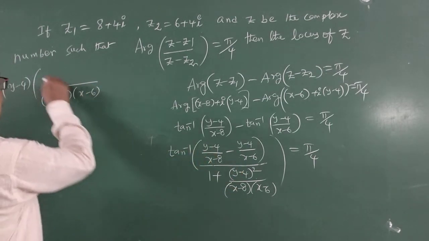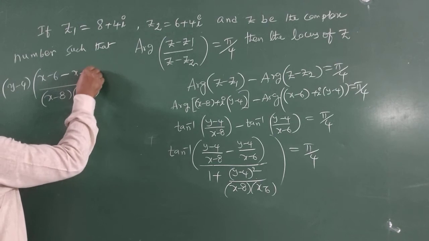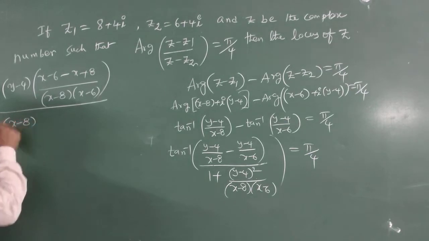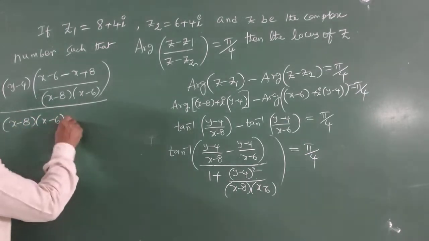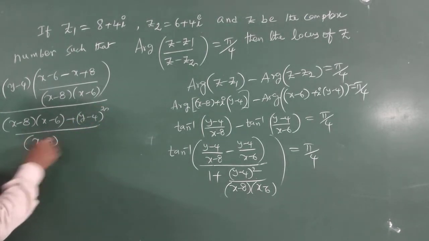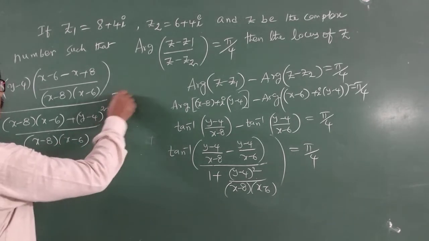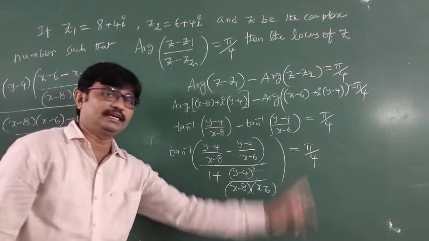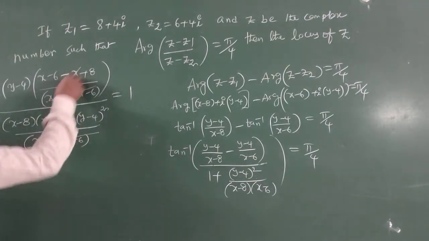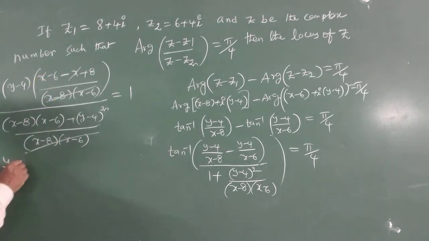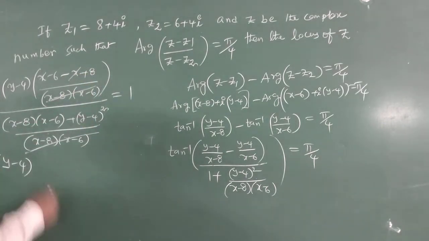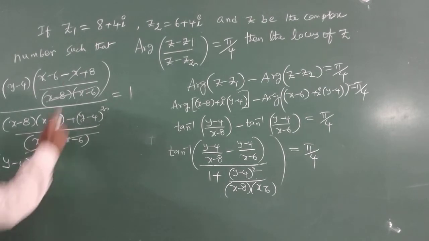This is the students: (x minus 6) minus (x plus 8), how to write this: ((x minus 8)(x minus 6) plus (y minus 4) whole square) by (x minus 8)(x minus 6) equal to tan 45. Tan inverse standing on the other side, tan 45 is 1. So students, these two are cancelled. After then plus x minus x cancel. Now this is y minus 4 minus 6. Minus 6 plus 8 is 2.